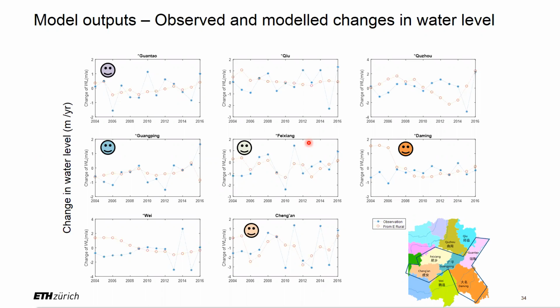missing interannual variability, in some years, in wet years and dry years, the model result is not that good. But the trend is generally okay for these 5 counties. But there are 3 counties where the trend is not good.